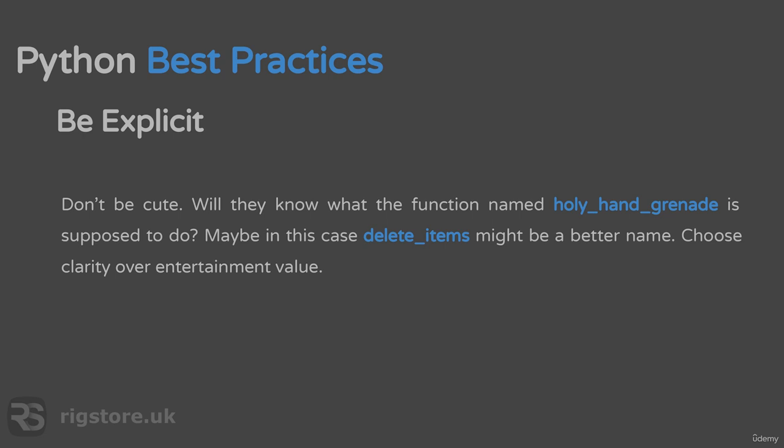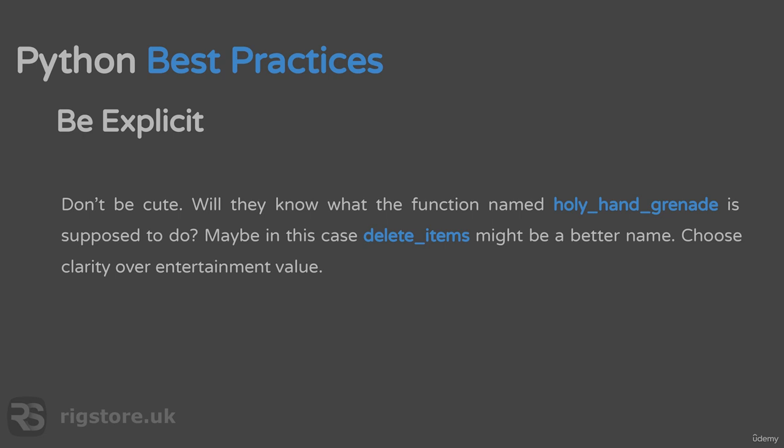Will they know what the function named Holy Hand Grenade is supposed to do at a glance? No. Maybe in this case, use the name delete_items. It might be a better name. Choose clarity over entertainment. If you're working somewhere and you name everything with this Holy Hand Grenade, we're going to call this the Skyfall procedure, we're going to call this Elon Musk's kick, no one is going to know what these functions mean without having to look at the docstring, the comment, the whole function itself, which is going to annoy everyone.